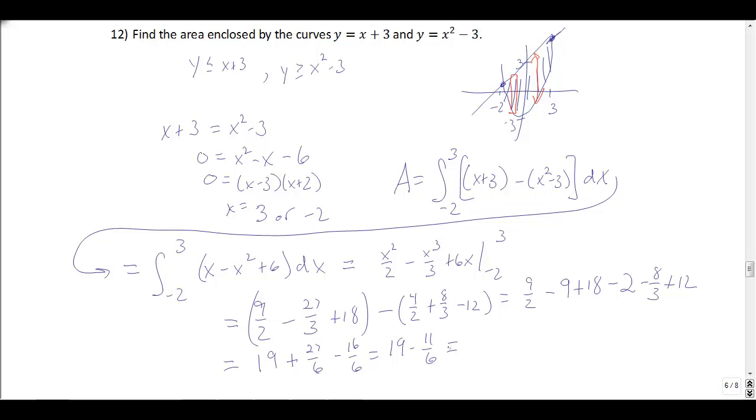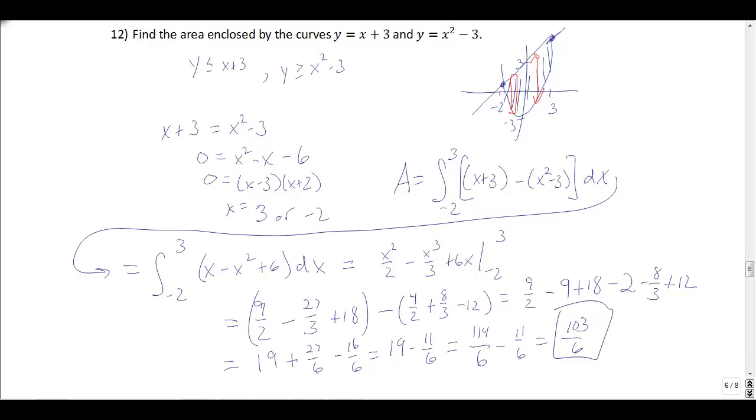So I'm going to have to find a common denominator being 6. Let's see, 19 times 6. 20 times 6 is 120. 1 sixth less than that is 114. So I end up with, let's see, 103 over 6.